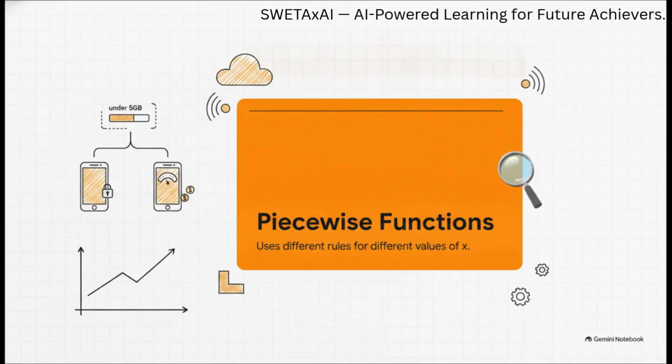Sometimes, though, the real world is messy, and one single rule just isn't enough. And this is where piecewise functions come in. A piecewise function is a highly adaptable machine that actually changes its own internal rules depending on the situation. Think about a tiered mobile data plan, right? If your data usage is under 5 gigabytes, you pay a flat rate. That's one rule. But if your input goes over 5 gigabytes, the machine instantly switches to a completely different rule, charging you per extra megabyte. It's like a smart machine.